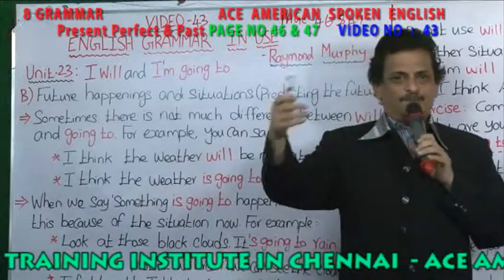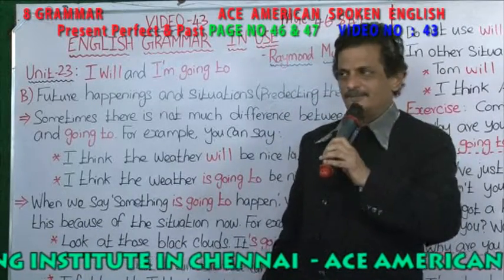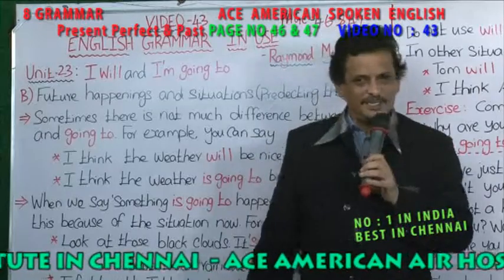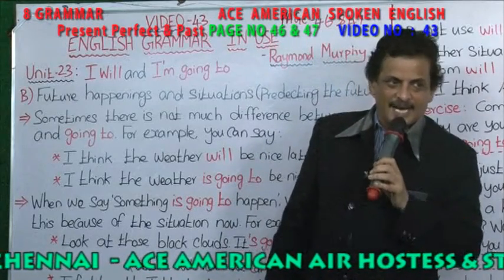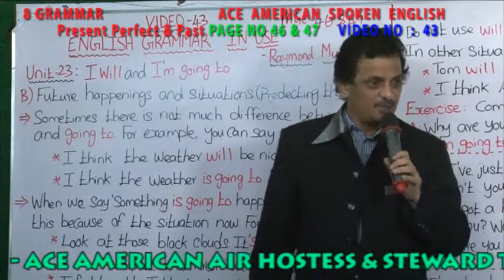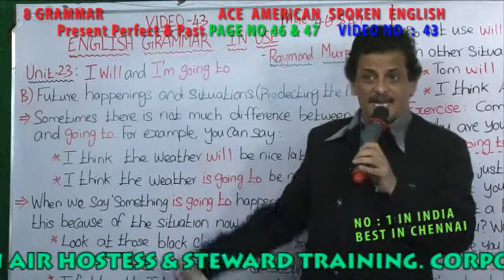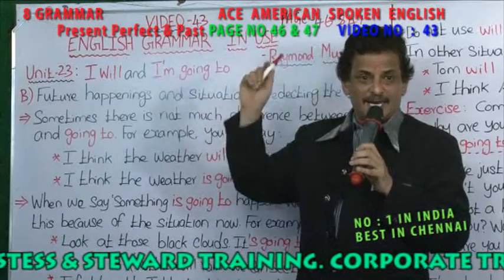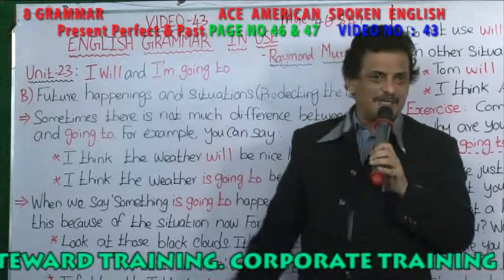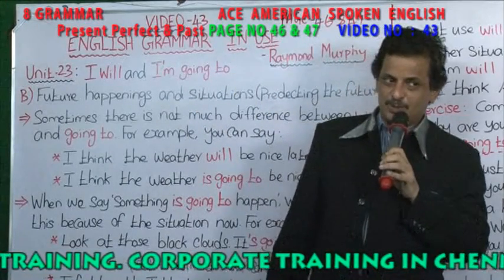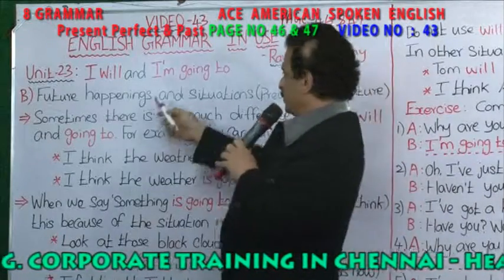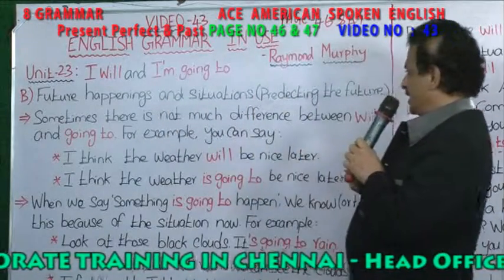Tomorrow at 10 o'clock, you have an appointment with the dentist. How do you say it? I am meeting the dentist tomorrow morning. I am going to means you have planned and decided to do something. That is where you use I am going to. Write it down. So, future planning, and predicting the future based on a situation.